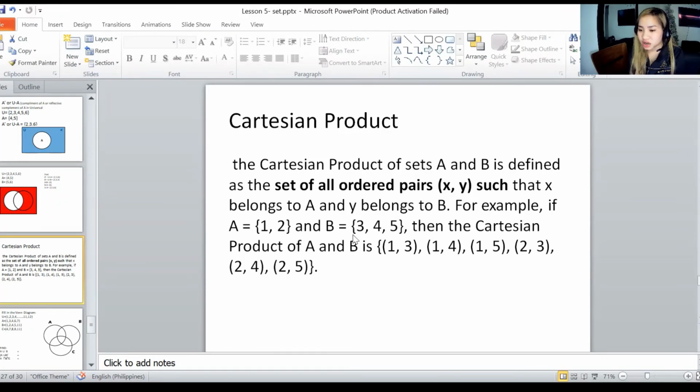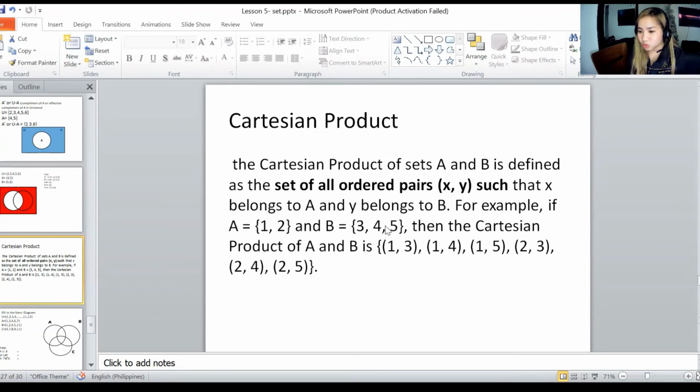Bakit po naging ganyan? Ang gagawin lang po sa Cartesian product, i-distribute nyo lang po lahat ng elements ni A sa B. So, distribute natin: 1 tsaka 3, meron tayong ordered pair na (1, 3). Dito naman po, 1 tsaka 4, meron tayong ordered pair na (1, 4). Dito po, 1 tsaka 5, magkakaroon tayo ng ordered pair na (1, 5).